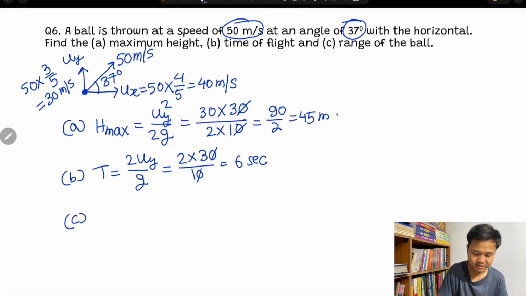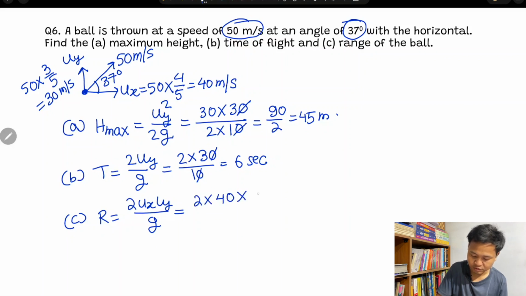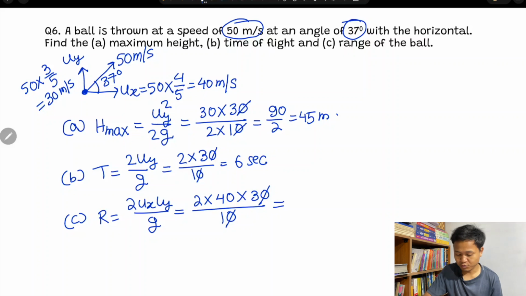Next, part c, range. Range formula is 2 into ux into uy by g. So 2 into ux, which is 40, uy which is 30, divided by 10. Okay, so how much is this? 4 2s are 8, 8 3s are 24. So 240 meters is your range. Okay.